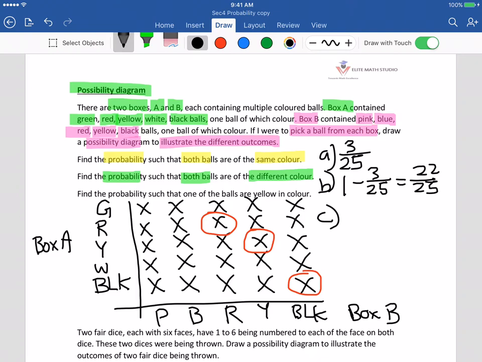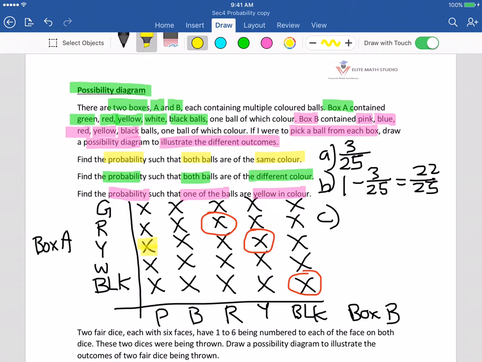Part C, let's read. Find the probability that one of the balls is yellow in color. One of the balls is yellow in color. So it means it can be yellow, it can be like this.